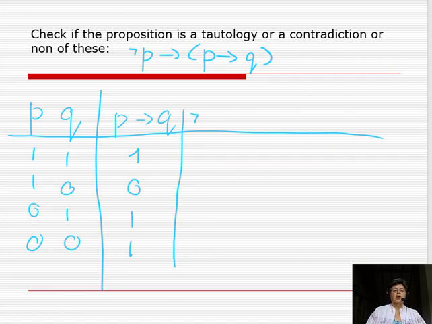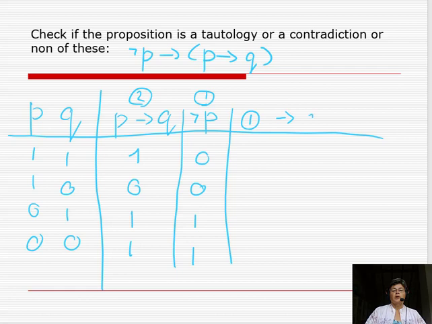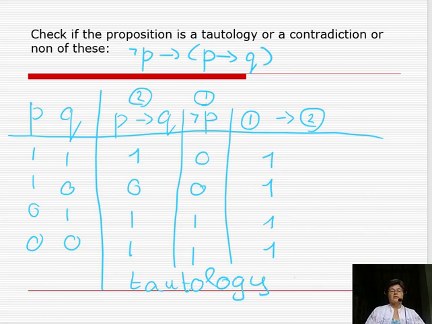Then we have the not P, that has a high priority. So that's 0, 0, 1, 1. And then the last part, not P implies Q. If not P is false, then the implication is true. And if not P is true, then Q should be true as well, which is true again. So again, we have a tautology. It's always true. Quite nice.